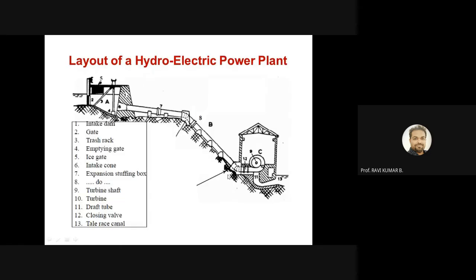So this is the layout of a hydroelectric power plant. Usually you might have seen the same sort of schematic diagram in your basic mechanical engineering. At the top, at height, you will have a reservoir, which is over here. The reservoir will have a gate. You have to open this gate, then water will come in. So this is the gate, right? Then this inclined portion is called the trash rack. From here, water will basically accelerate. Then this larger one attached over here is called the empty gate. From here it will empty.